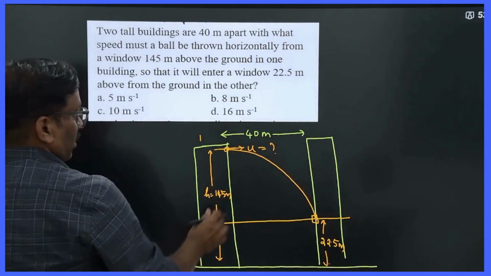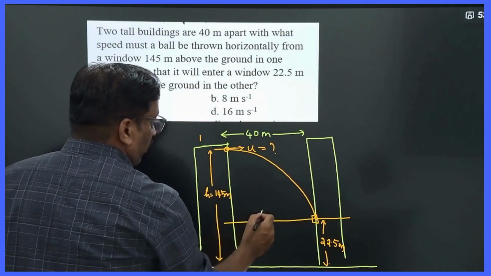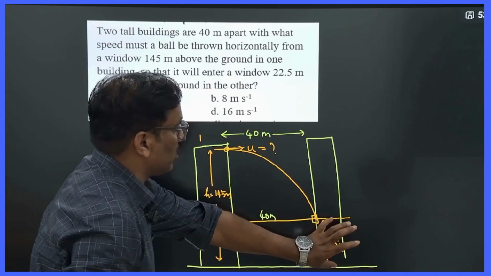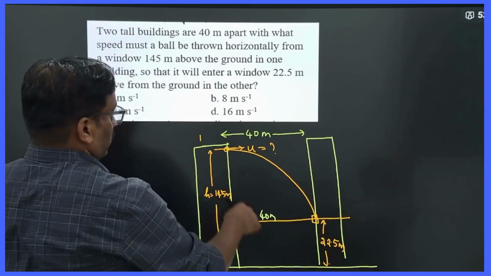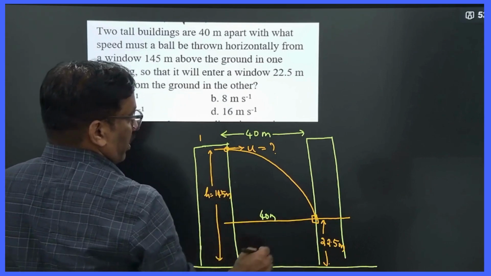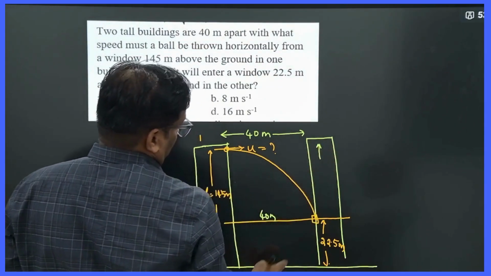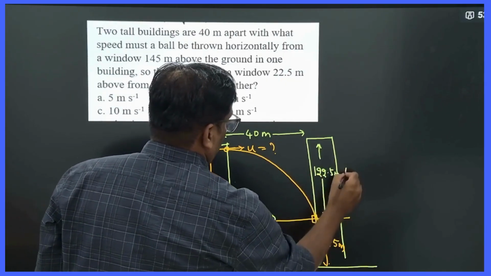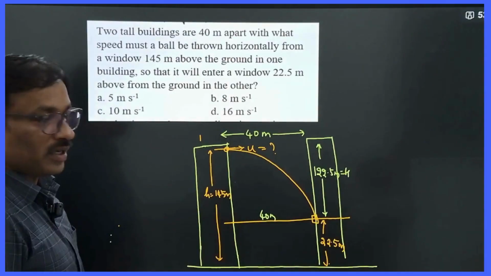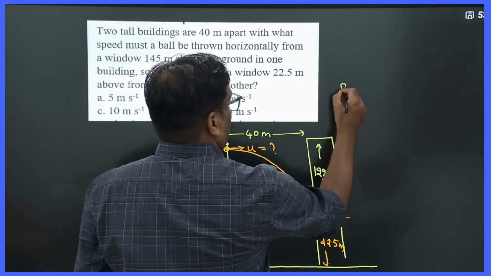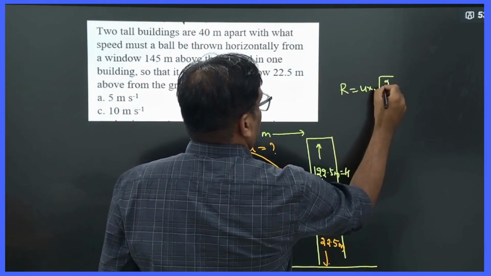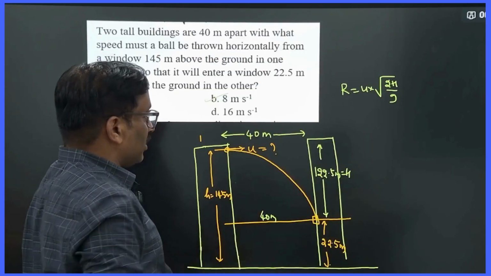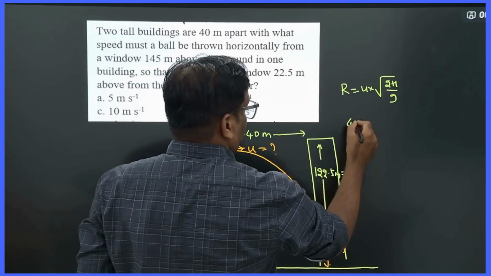Again, the horizontal range you already know, 40 meters. What is the height? This is 145, and this is 22.5, above which it is getting in. You subtract 145 minus 22.5, and you get 122.5. This is your height. Again the same formula: R is equal to u into square root of 2h by g. We know the range already, so range is equal to 40 meters.